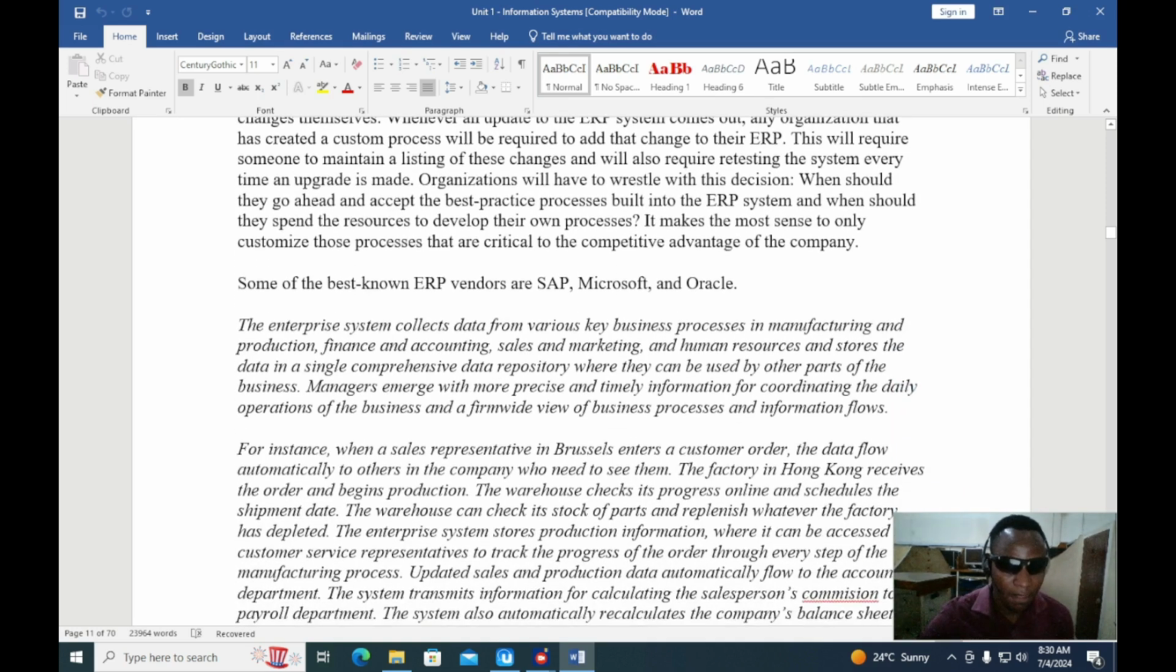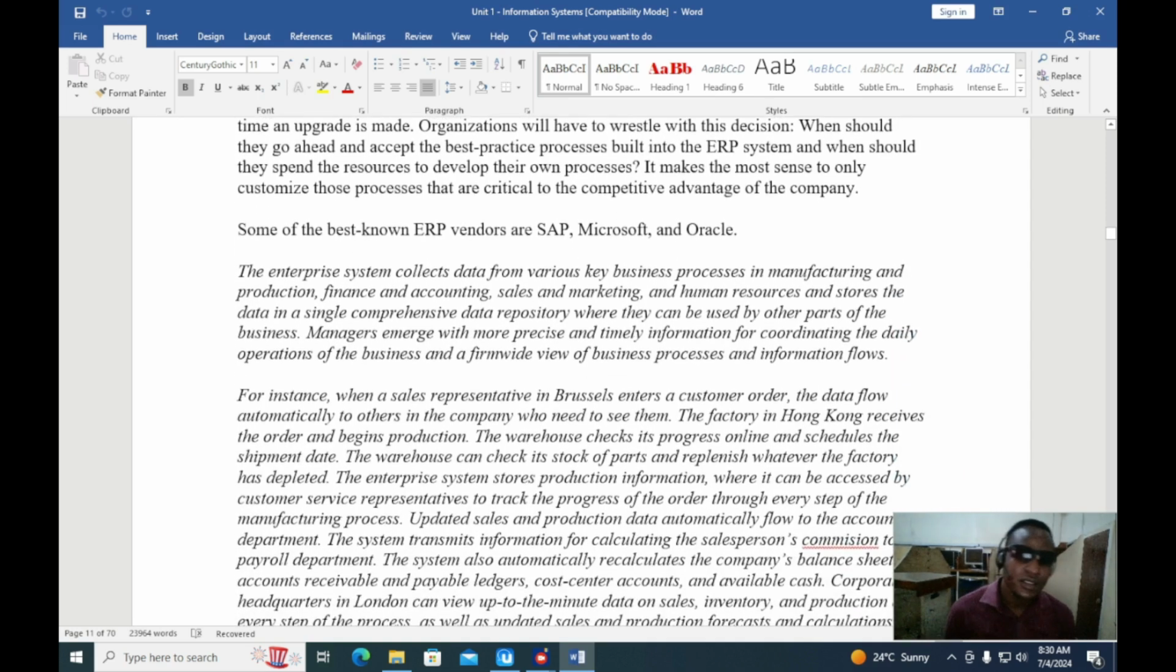So we have some of the greatest ERP vendors known. We have SAP, and we have Microsoft. We also have Oracle.